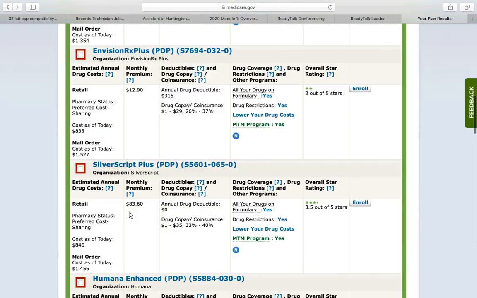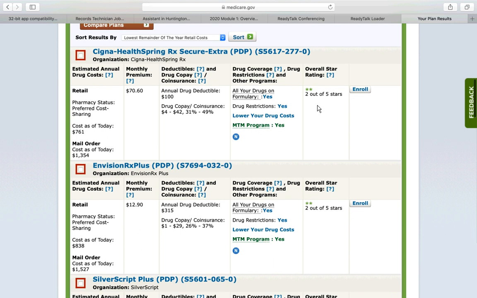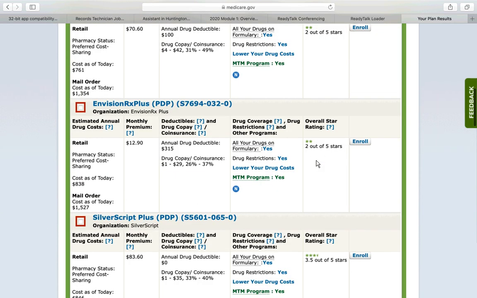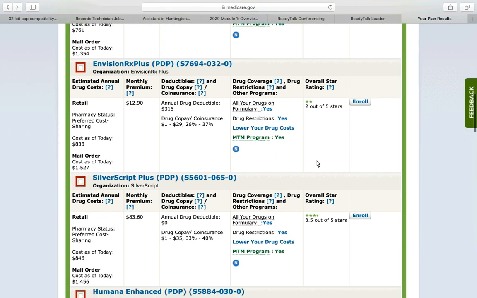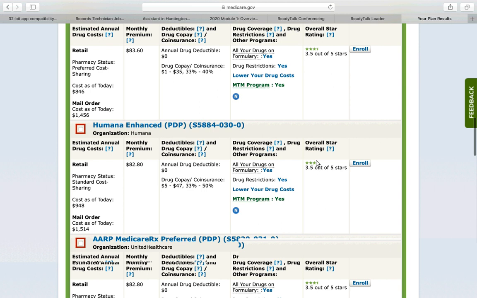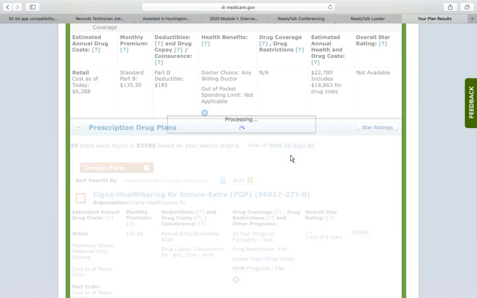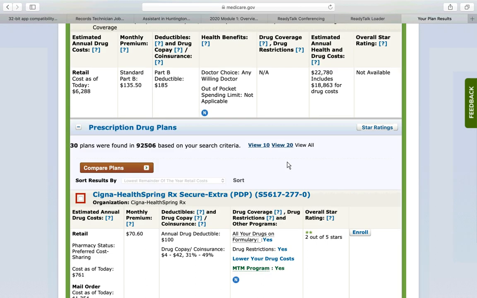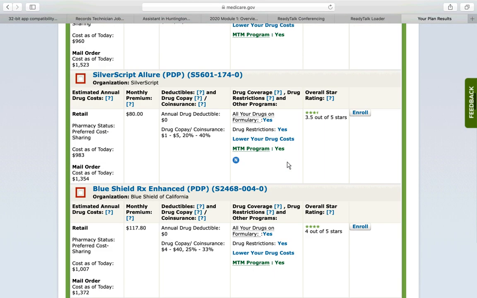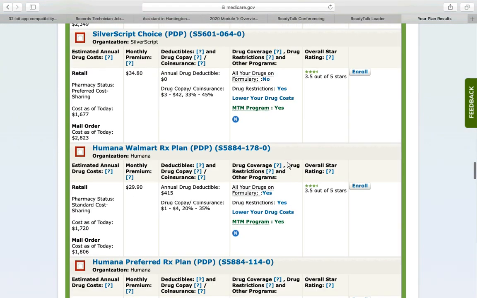All right. This gives you the star ratings also. 2 out of 5 stars. Wow, not that great, huh? Sometimes they have a low star rating because they're very new to the market. Okay, so the first thing you do when you get on this page, you click on View All. This way it gives you the entire list of prescription drug plans. Otherwise, it's just going to give you a handful, and you want to be able to look at all their options. There's a ton of them here.